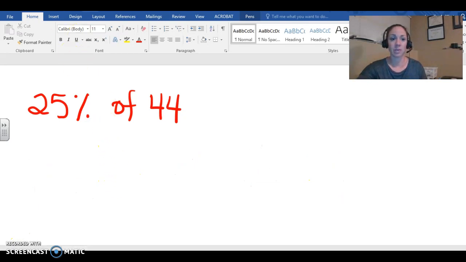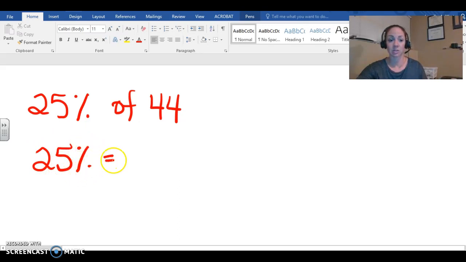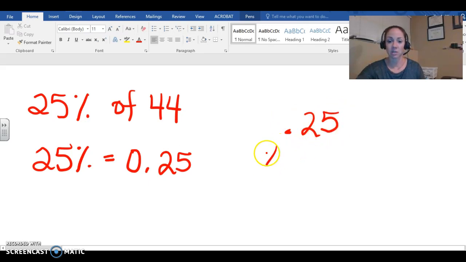Another method that we can use to find 25% of 44 is by using decimals rather than fractions. So we know that 25% is also equal to 25 hundredths, because remember how we've learned in the last couple of videos, you just move the decimal point over 2 spots. So we can multiply 25 hundredths times 44.